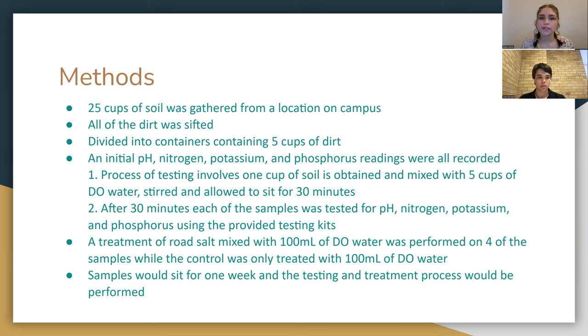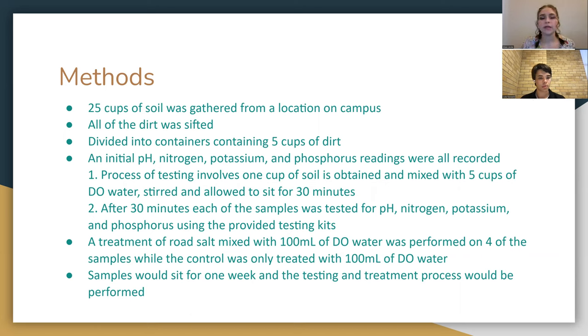We sifted the soil to get rid of any large organic materials or bugs, stuff like that. We divided the soil into containers containing 5 cups of dirt each. And then we tested each soil sample for initial pH, nitrogen, potassium, and phosphorus levels.